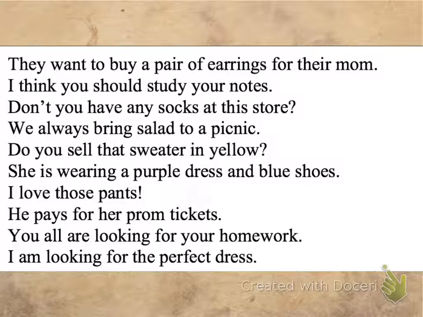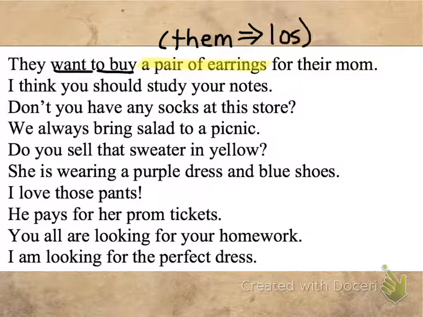Now let's do some practice. Let's read the first sentence. They want to buy a pair of earrings for their mom. In this sentence, there are two verbs, but let's read to the verb and then ask what. Here's your two verbs. Want, to buy. They want to buy what? A pair of earrings. That's going to be your direct object. In Spanish, you're going to replace a pair of earrings with another word. In English, we're going to replace it with them, and in Spanish, we would replace it with los.